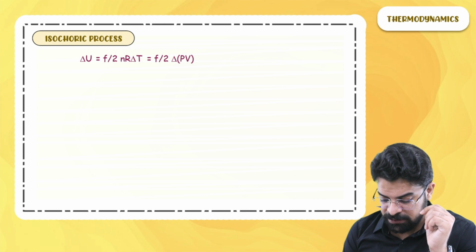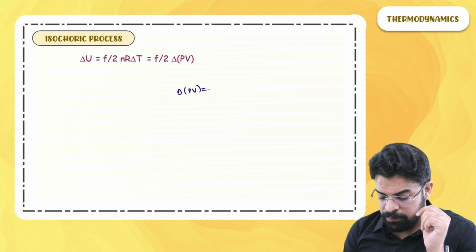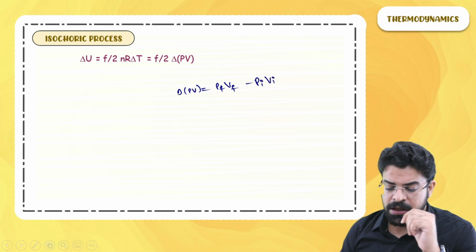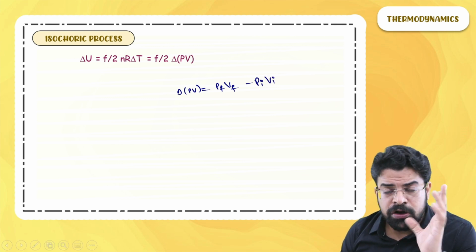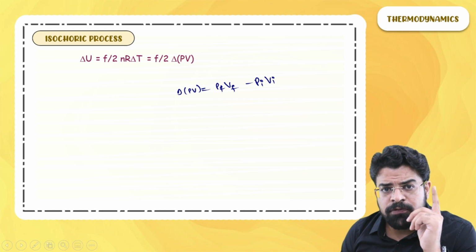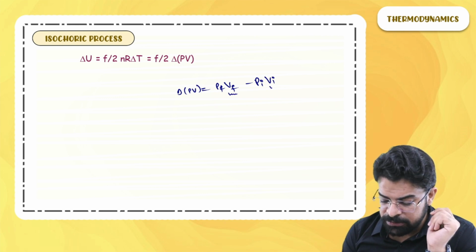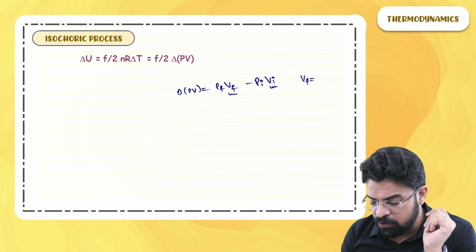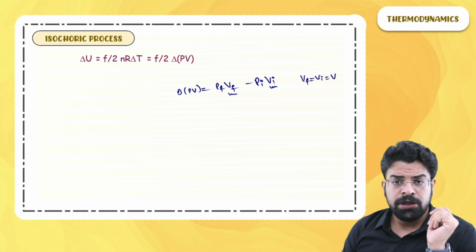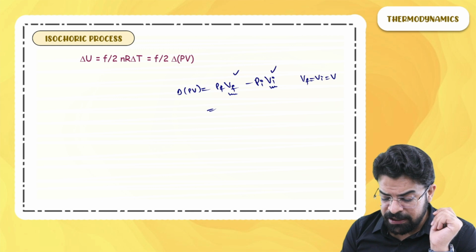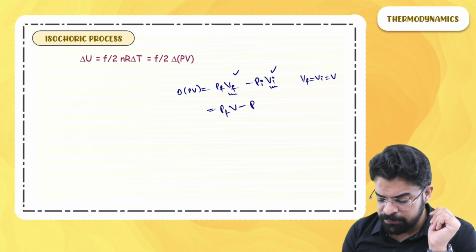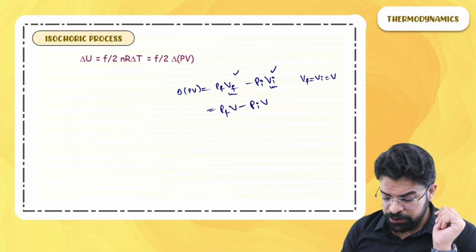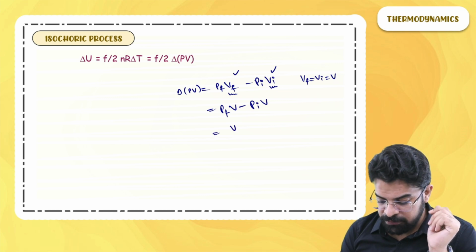What is delta PV? So delta PV means P final V final minus P initial V initial. For an isochoric process, the volume remains constant. Since the volume remains constant, the final volume has to be the same as the initial volume, and let's say this volume equals V. So if in place of final volume and initial volume I substitute V, what we get is P final into V minus P initial into V. So you get delta PV equals V times P final minus P initial.